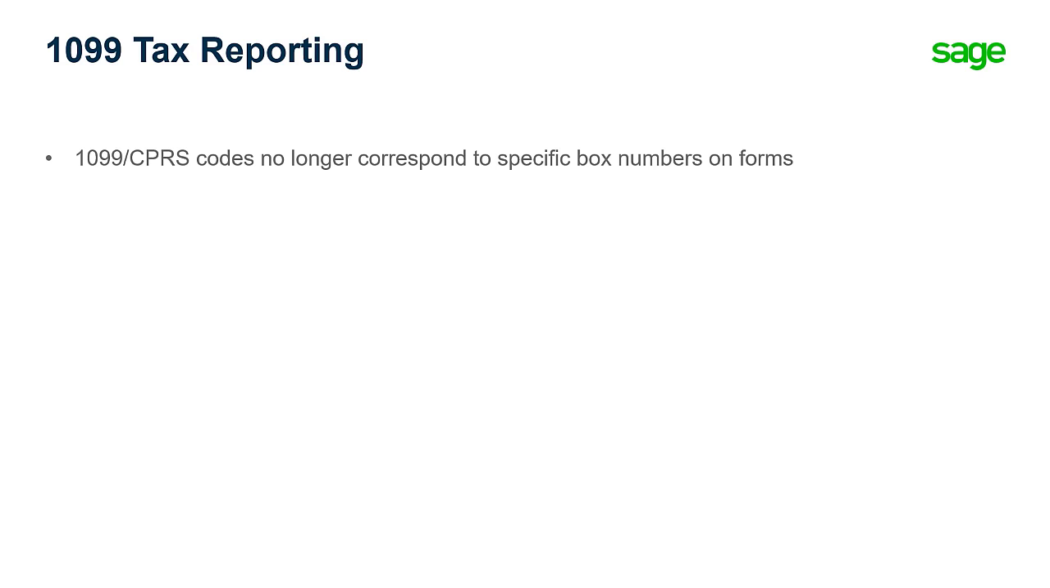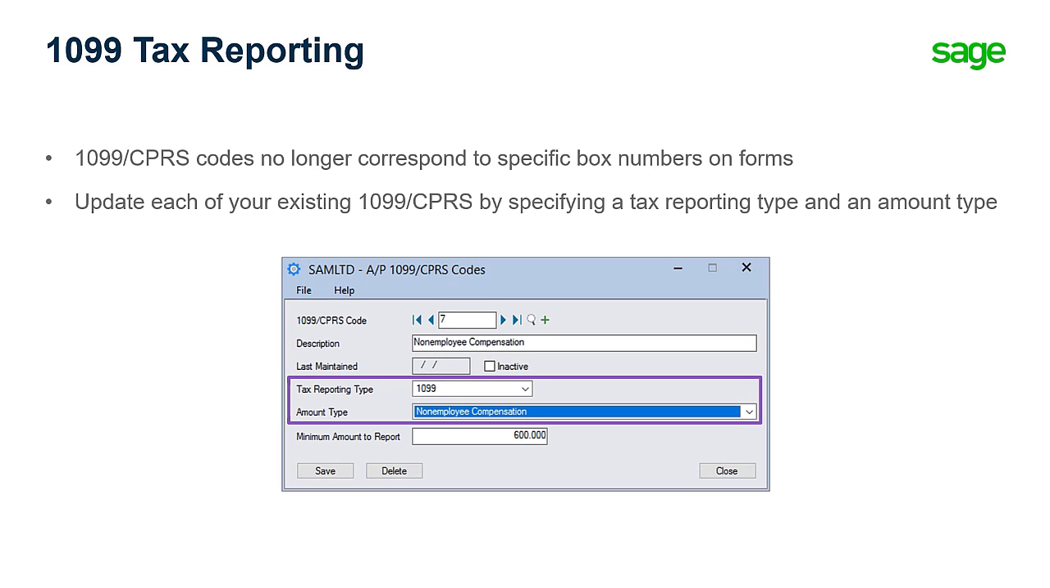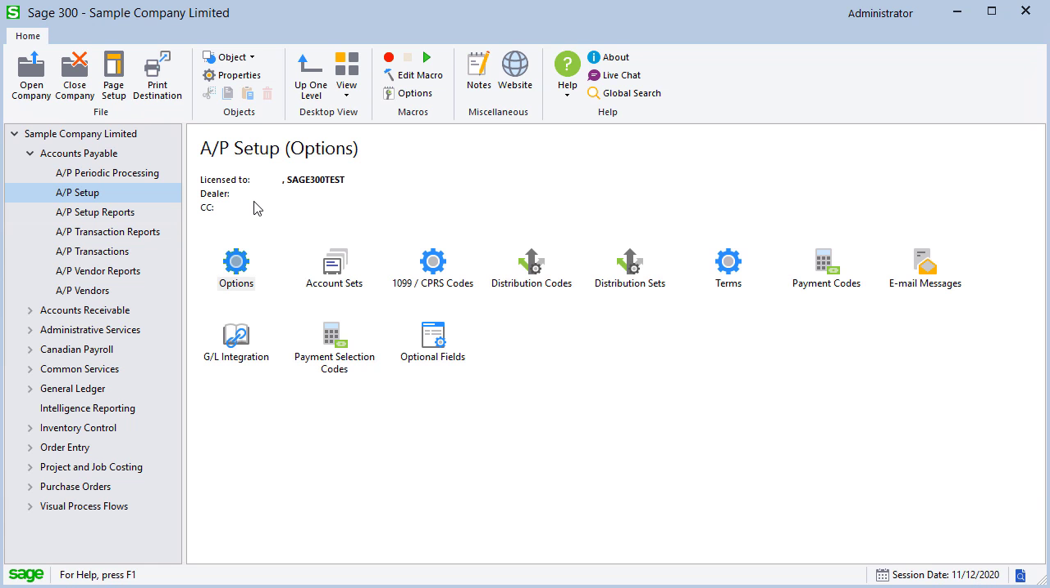Moreover, 1099 or CPRS box numbers may change from year to year, which is what happened with several boxes in tax year 2020. As a result, 1099 or CPRS codes in Sage 300 no longer correspond to specific box numbers on forms. Instead of using the code as an indication of the box number where amounts should be reported, for each code, you now specify a type of payment or other amount to be reported on 1099 or CPRS forms. When you print a form for a specific tax year, amounts are automatically printed in the correct boxes for that year. To continue using your existing 1099 or CPRS codes, you will need to update each of them by specifying a tax reporting type, 1099 or CPRS, and an amount type.